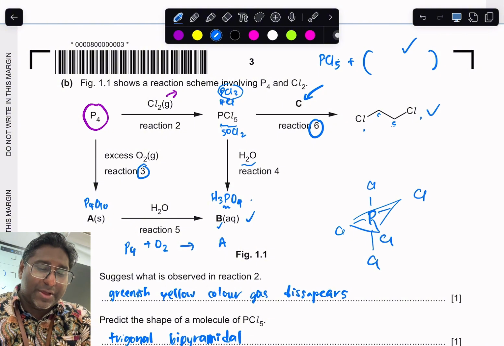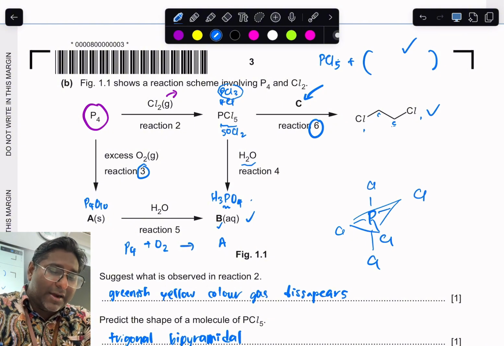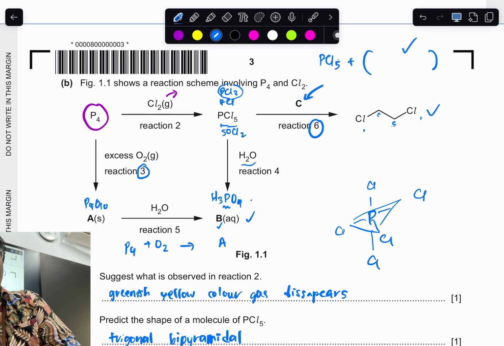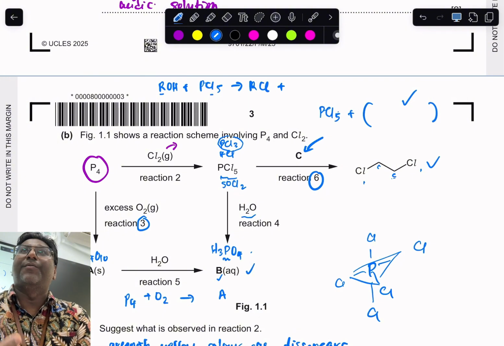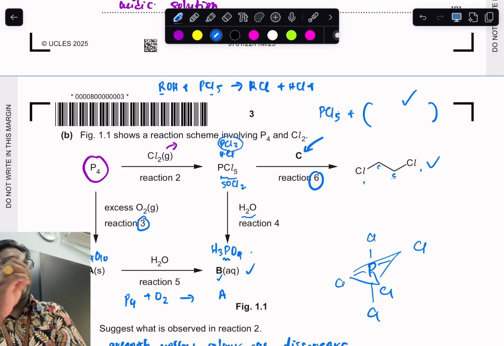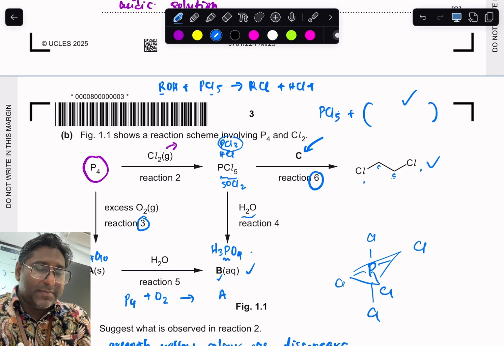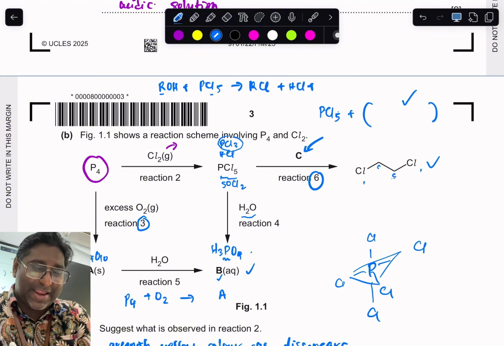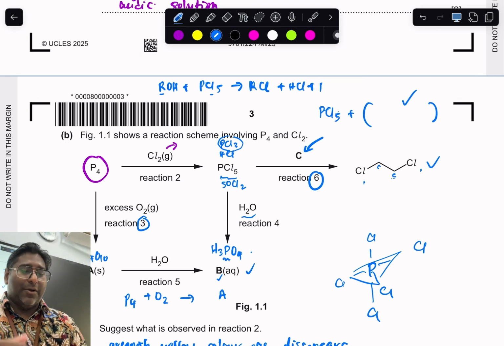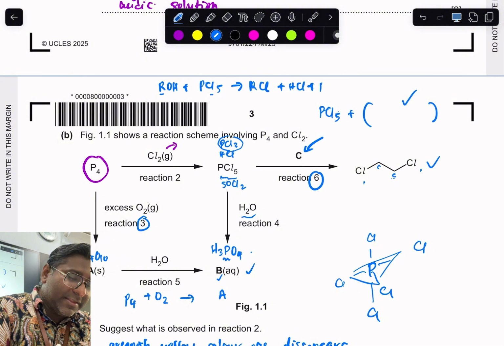Let's write down all the equations involving this. RCl. PCl5 is a test for alcohol, so you must have white fumes of gas. So there must be HCl. The remaining should be something that has 3Cl. So it should be what? POCl3. Yeah, please remember this. POCl3.